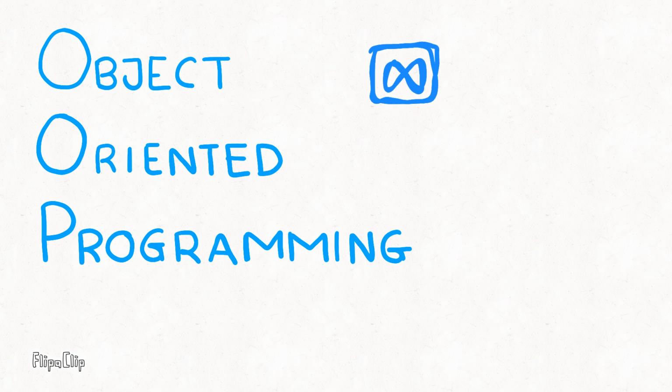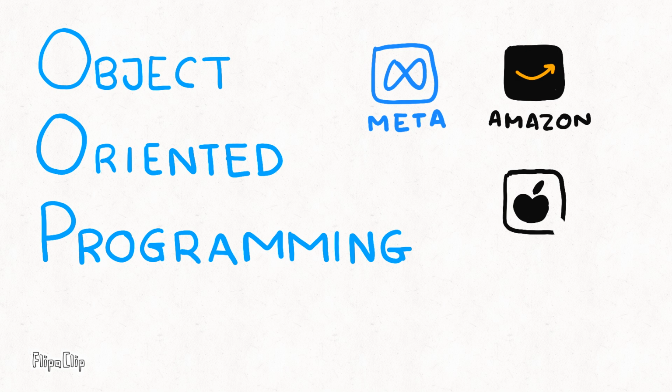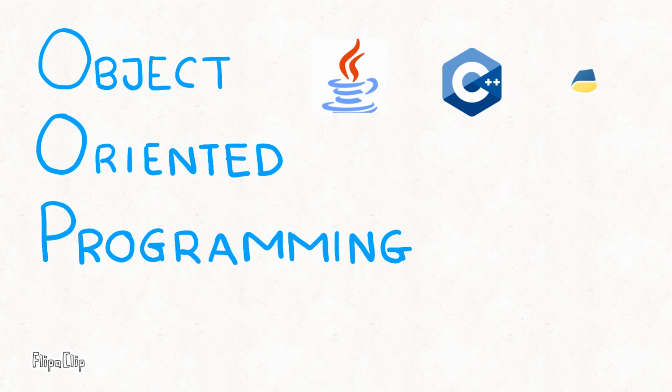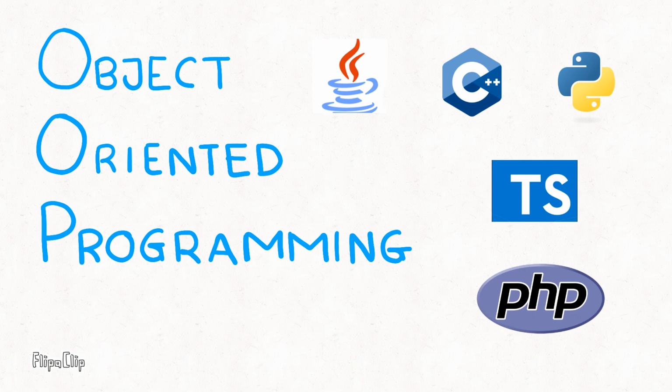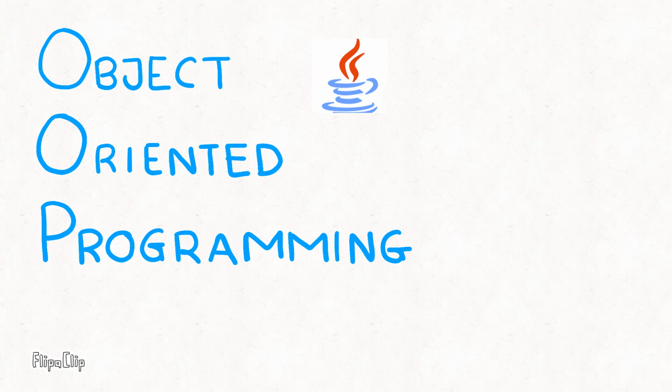Many companies like Meta, Amazon, Apple, and others use these principles in their code bases. Some popular object-oriented programming languages are Java, C++, Python, Ruby, TypeScript, and PHP, among others.